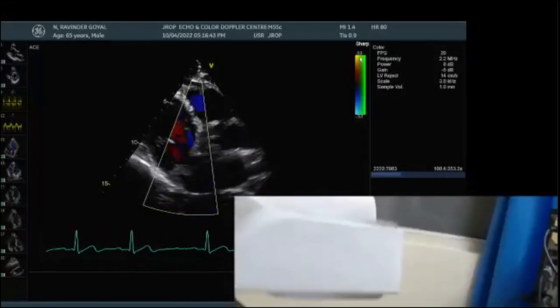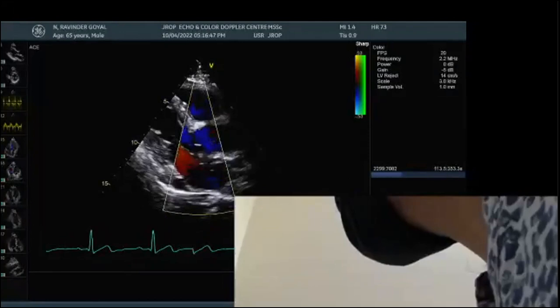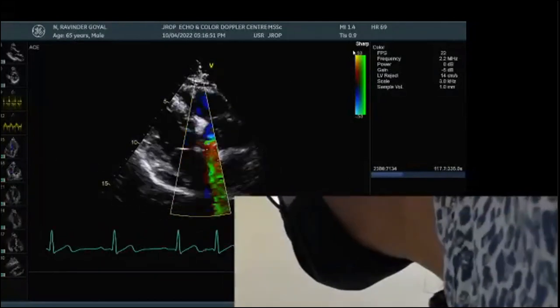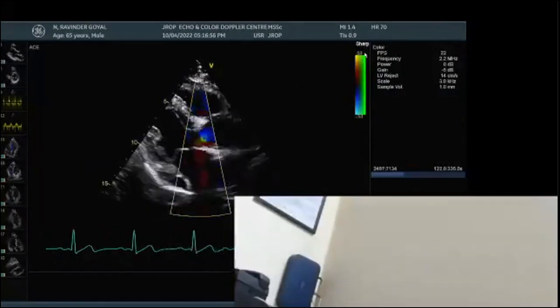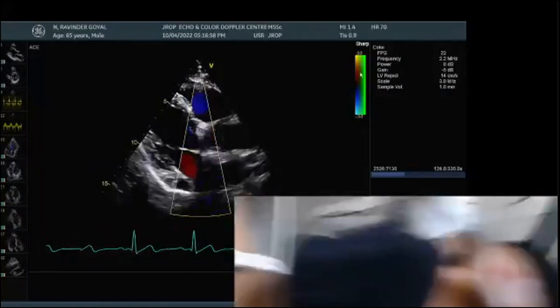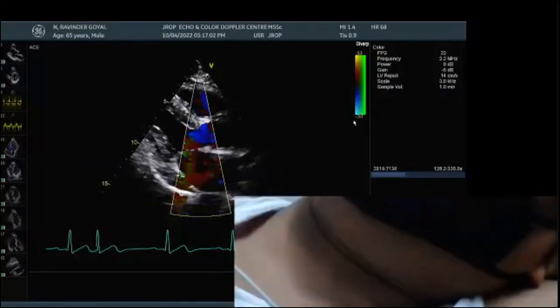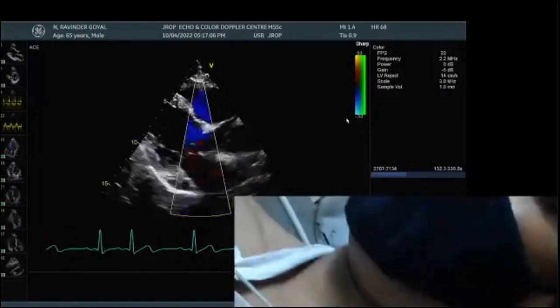So if you look at the screen, what can you see over there? This is what the Nyquist limit is. This is known as the variance scale color. This is 53 up, 53 down. And this Nyquist limit has a very important role in clinical practice. What is the role of this Nyquist limit?